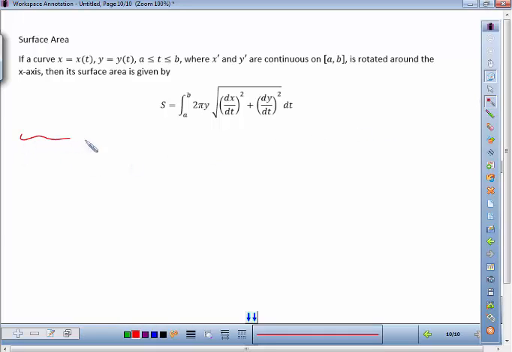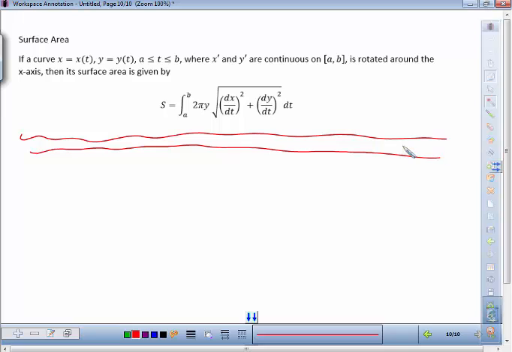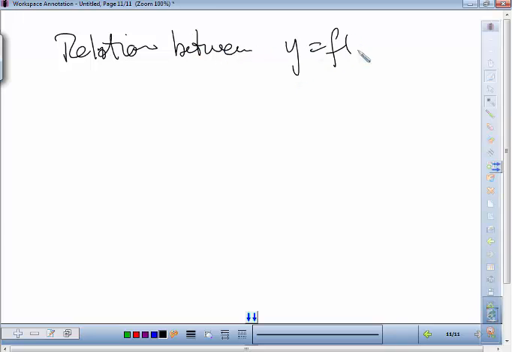So I wanted to make one more comment. I guess I should have done this when we were talking about arc length. But if you have, I'll go to another page so it doesn't look confusing. Relation between y equals f of x and parametric equations.